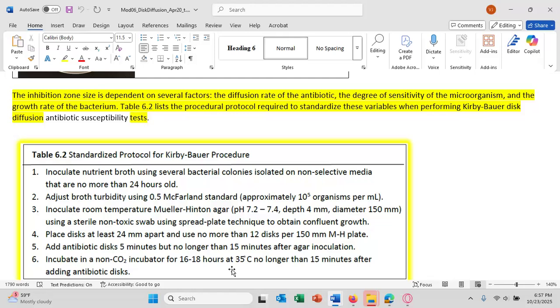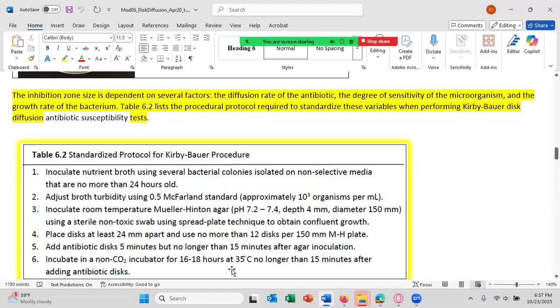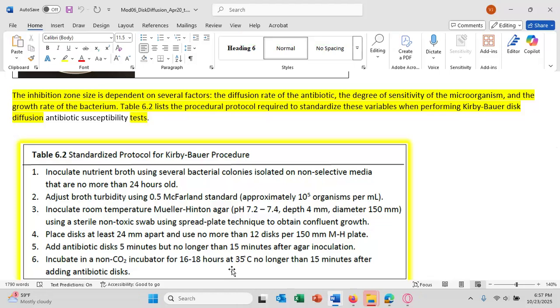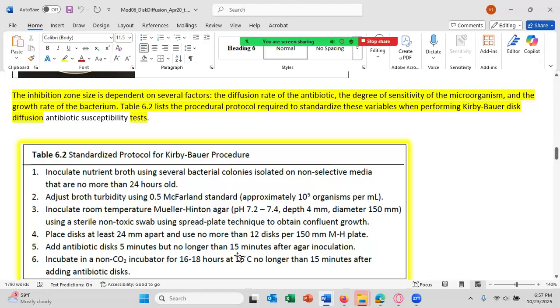Probably a cooler temperature, you'd probably have a little smaller zone, the bacteria growing slower. You'd probably have a little larger zone of inhibition if you were to grow at a lower temperature, and you'd probably have a larger zone of inhibition if you grew it at a hotter temperature, up to about 37. Obviously, beyond 37, you may have a smaller zone of inhibition. You may have no zone of inhibition if you don't get any bacteria growing.